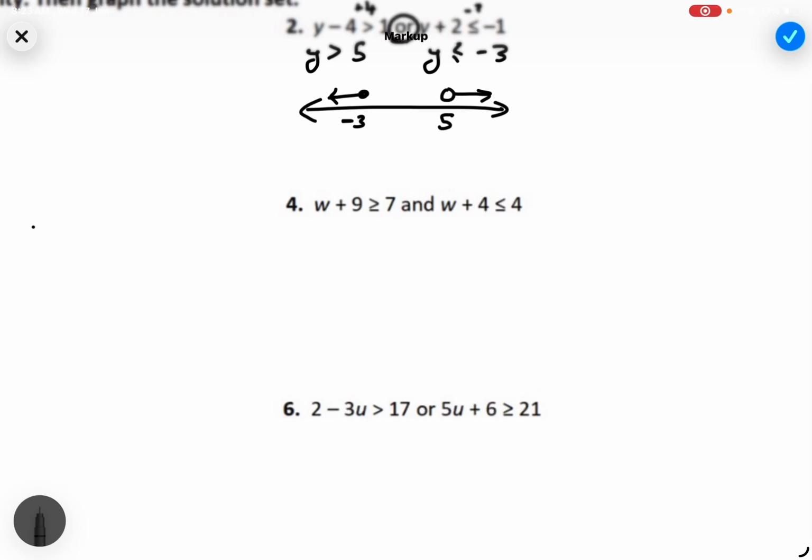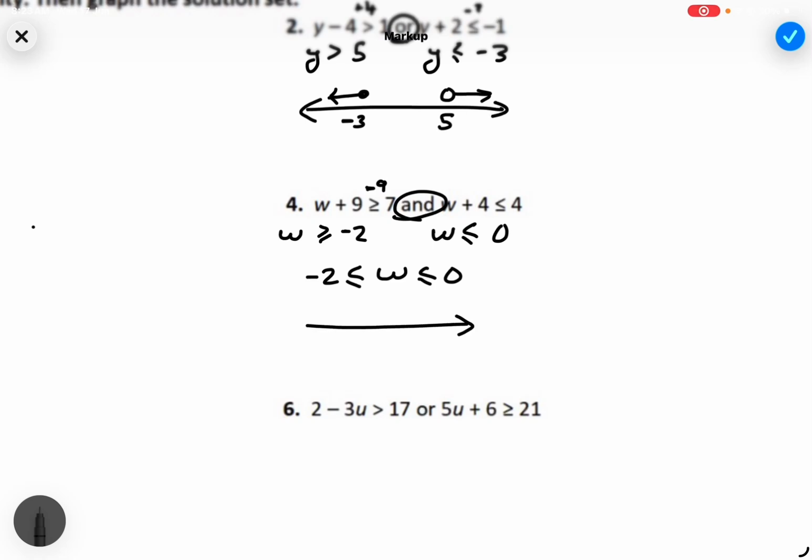W is greater than or equal to 7 minus 9, which is negative 2. W is less than or equal to 4 minus 4, which is 0. And it has to satisfy both answers. To simplify this, we do negative 2 is less than or equal to W, which is less than or equal to 0, which means the answer is between negative 2 and 0, because it's greater than negative 2 and less than 0. I hope that makes sense.